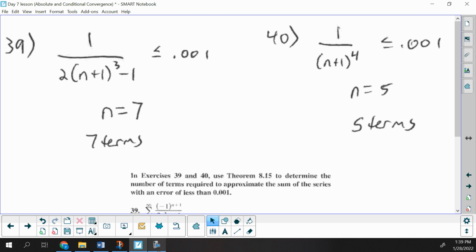Similar idea for each of these, but these ones, the n was equal to 1 on the bottom. So whatever we got for n in the calculator, it was just that for our number of terms.